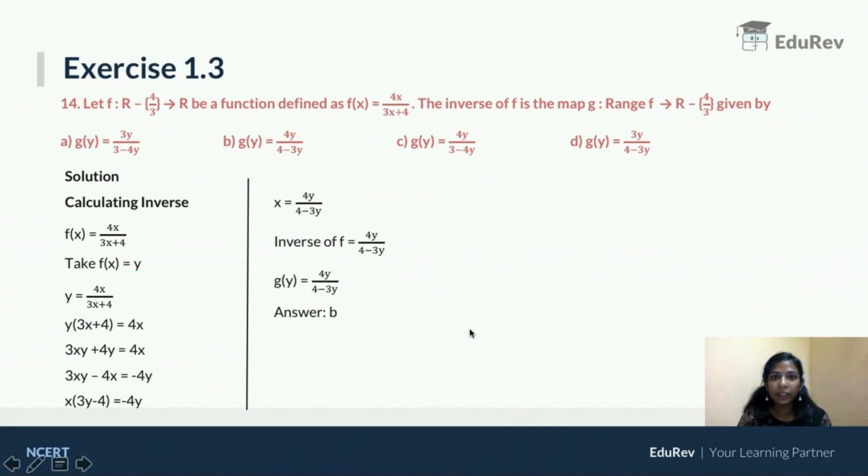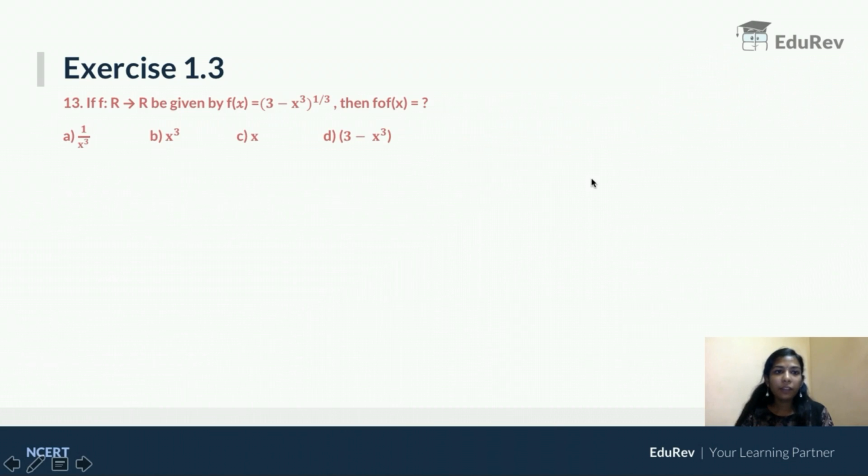I hope it is clear. I'm moving on to the next slide. If f is from R to R, given by f of x is equal to (3 minus x cube) whole to the power 1 by 3, then f circle f of x is equal to, they have given the options. Now what is our task? It is to find f circle f of x, right? What is that? Simply f of f of x.